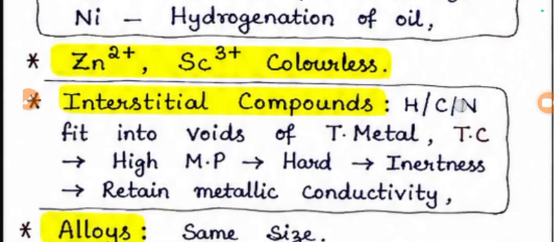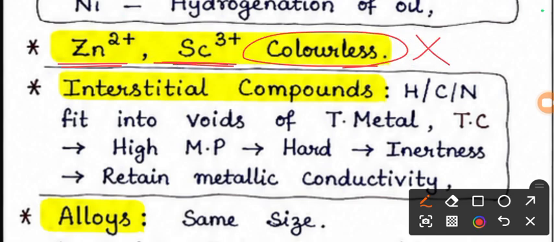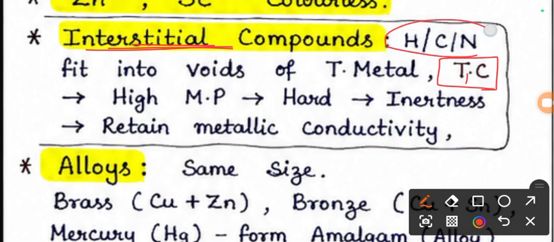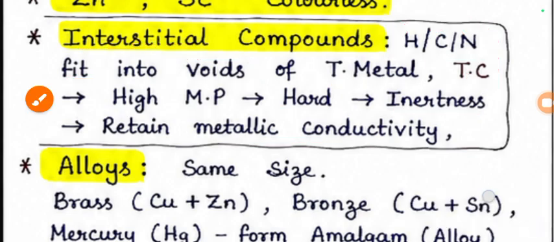Then also remember zinc ion Zn2+ and scandium ion Sc3+ are colorless because they don't have any unpaired electron. Transition metals also form interstitial compounds like TiC. For example, in interstitial compounds, small atoms like hydrogen, carbon, or nitrogen fit into the voids, the empty spaces, of the transition metal. And the properties of transition metal interstitial compounds: they have high melting point, are hard and inert, and retain metallic conductivity. These are the properties of interstitial compounds.